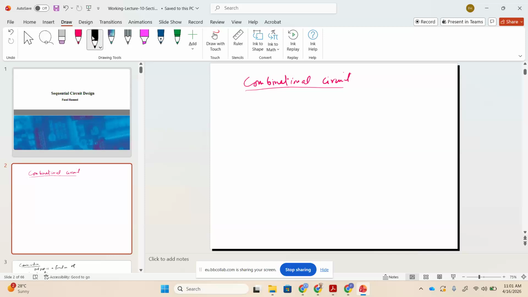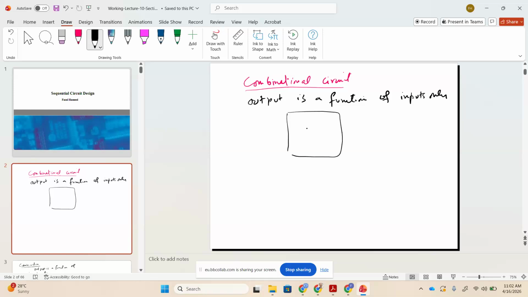So a combination circuit, the output is a function of inputs only. So let's assume this is a combination circuit with an output. Let's assume this is an AND gate. Let's assume the inputs are A, B, and C, and the output is D.